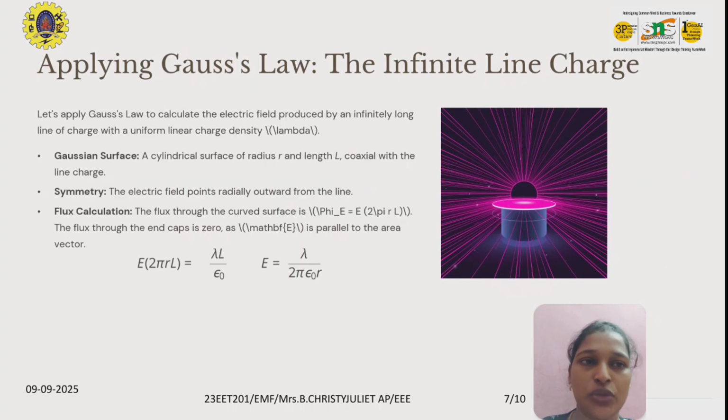Now how can we apply Gauss law? First we have to identify the Gaussian surface. Either it can be cylindrical or spherical, for which the radius is r and the length is L. Here we have taken an infinite line charge. By symmetry, all the field lines point radially outwards. For flux calculations, the flux through the end caps is 0, since the field is parallel to the cap surface. Therefore E is equal to lambda by 2 pi epsilon naught r.